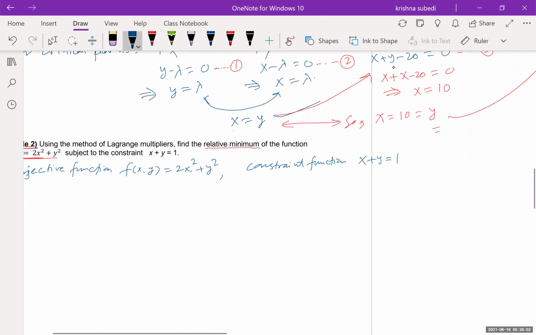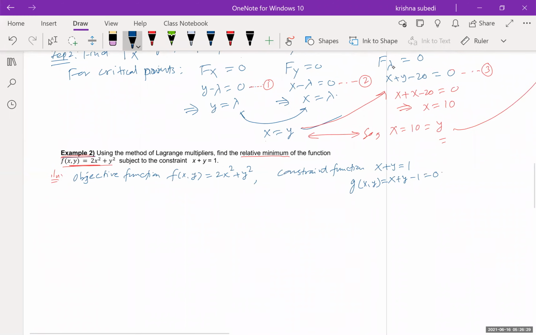So remember, for the constraint function, what we do is we always get the right hand side equal to 0. And so we denote that constraint function by g of x, y. So we have two functions. One is f, one is g. f is the objective function and g is the constraint function. All right.